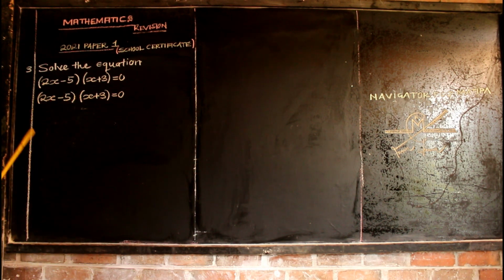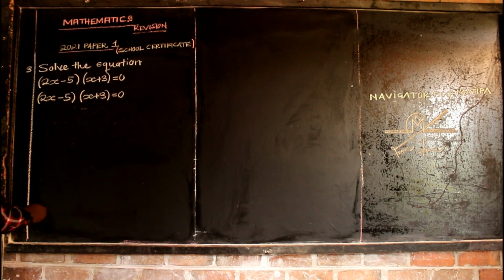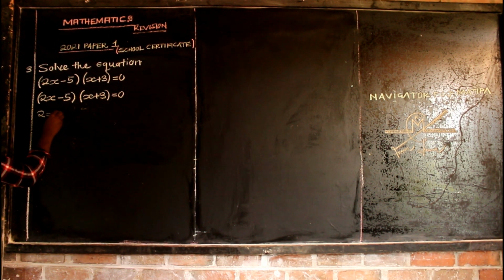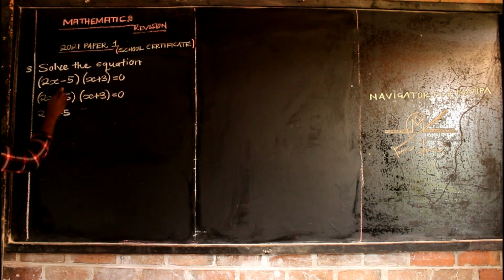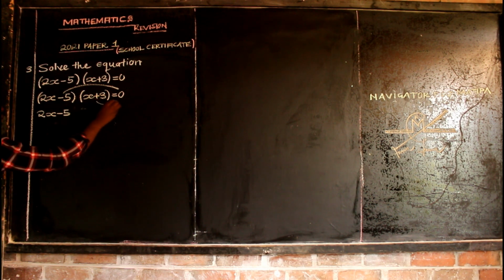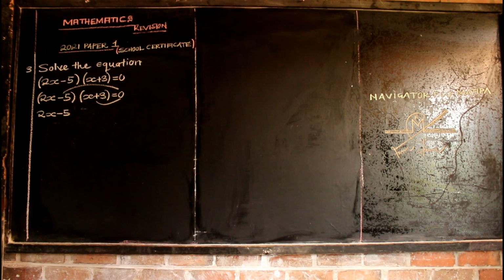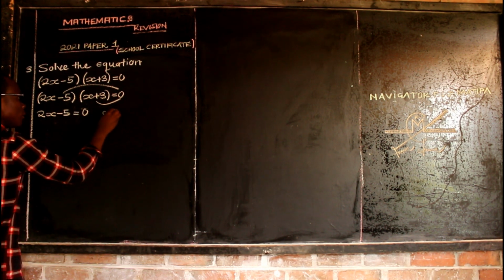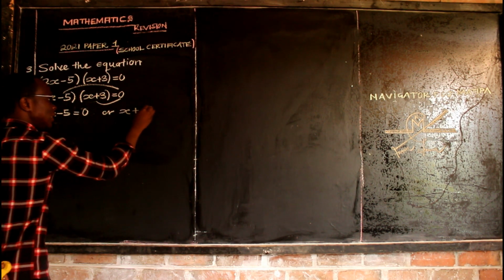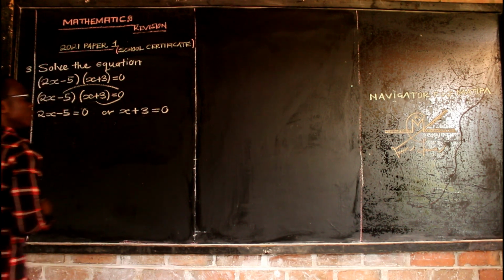X. The two roots of what? X. Okay? So what you're going to do, this one is simple. You just say 2x minus 5, this one equated to 0. Then x plus 3 equated to 0 as well. Then find the value of what? X. So 2x minus 5 is equal to 0. Or this one, x plus 3 is equal to 0 as well.